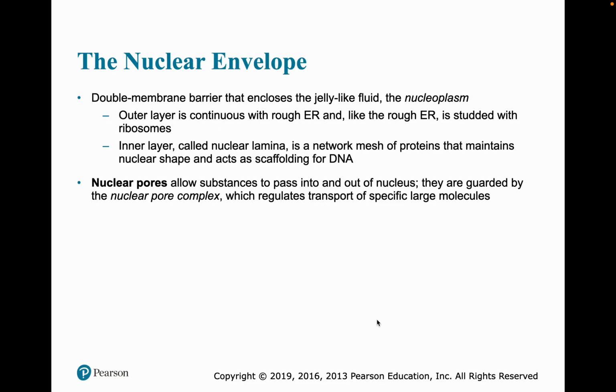The nuclear envelope is a double-layer barrier that encloses a jelly-like nucleoplasm, the equivalent of cytoplasm. The outer layer, again, is continuous with the rough endoplasmic reticulum, and it has ribosomes on it. The inner layer, called the nuclear lamina, is a network of mesh proteins that maintain the nuclear shape and act as scaffolding for the DNA.